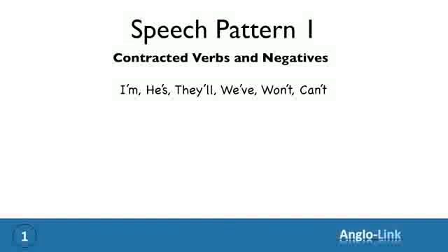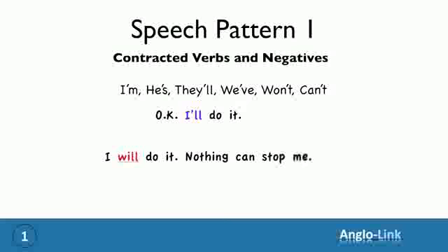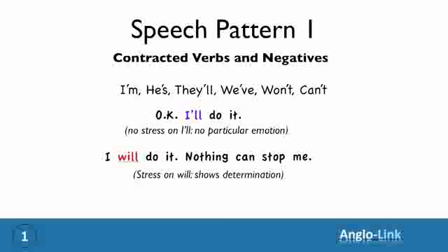What is important to remember is that native speakers always use these patterns when they speak, except when they want to stress a point. That is why there is a difference in tone and meaning between "Okay, I'll do it" and "I will do it. Nothing can stop me." When we use the contraction, there is no stress on the contracted form, there is no particular emotion. In the other example, when you've used the full form, I will do it, you want to show determination.